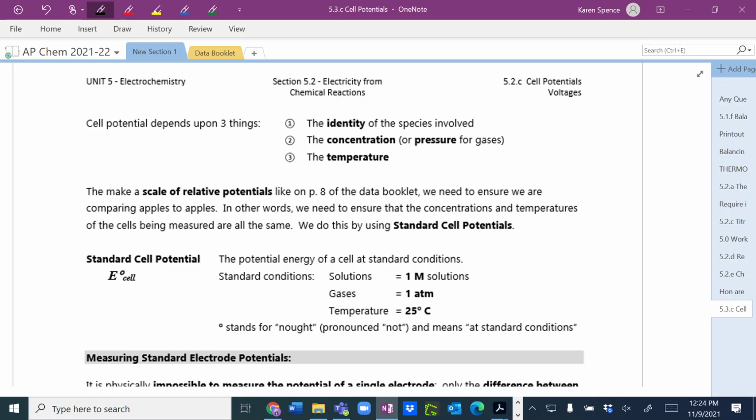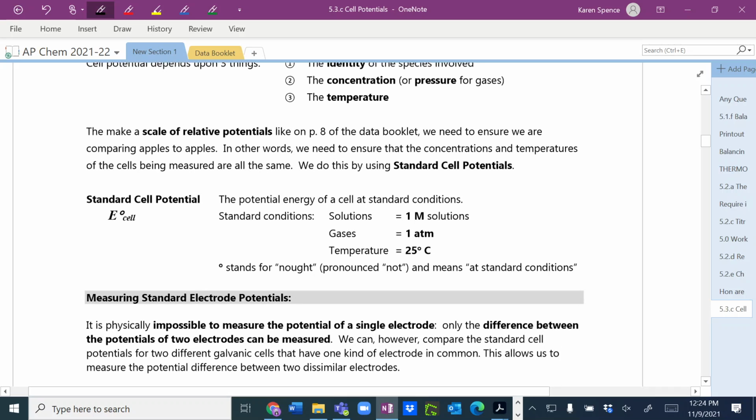There we are. Okay, so this one you need to know: 1 molar, 1 atmosphere, temperature is 25 degrees Celsius. And when we have those standard conditions, instead of saying E of the cell, E stands for the electromotive force or something like that, the EMF? I don't know. Anyway, doesn't matter. This is the cell potential.